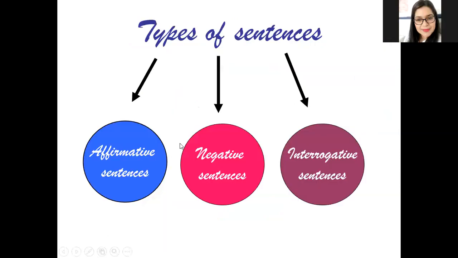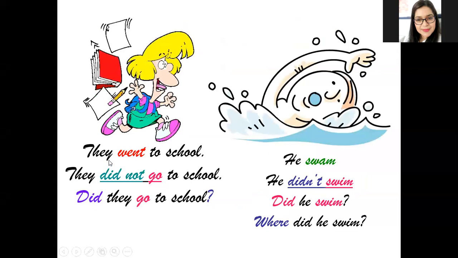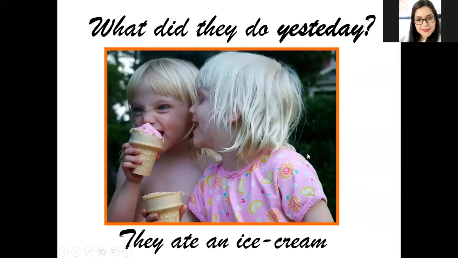We use the simple past tense for three types of sentences: for affirmative sentences, for negative sentences, and for interrogative sentences or questions. For example, they went to school. Okay, something that happened in the past. They did not go to school. Did they go to school? So we refer to the simple past for an action that happened in the past. He swam. He didn't swim. Did he swim? Where did he swim? So when we talk about the simple past, we talk about an action that happened already, okay?